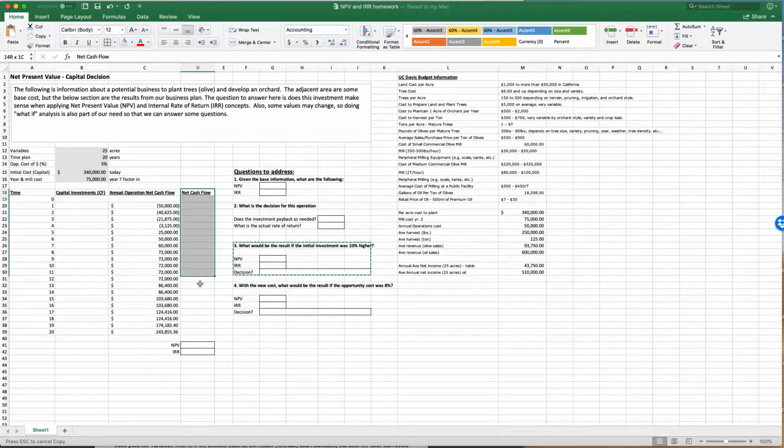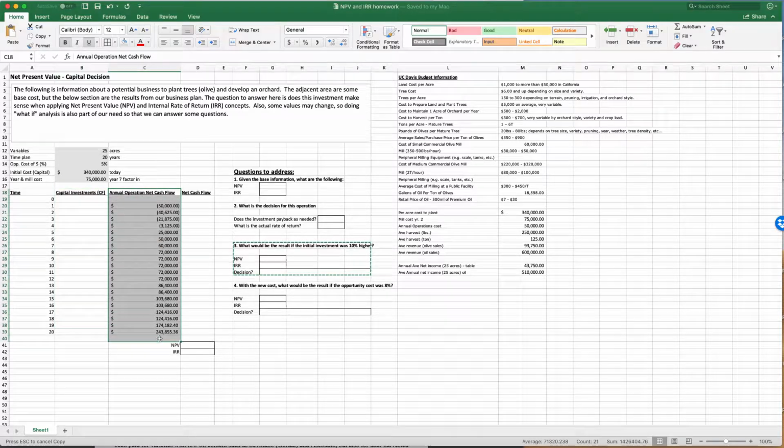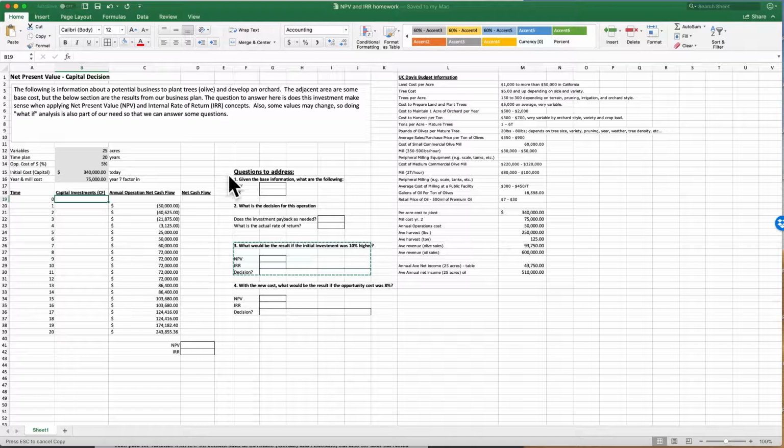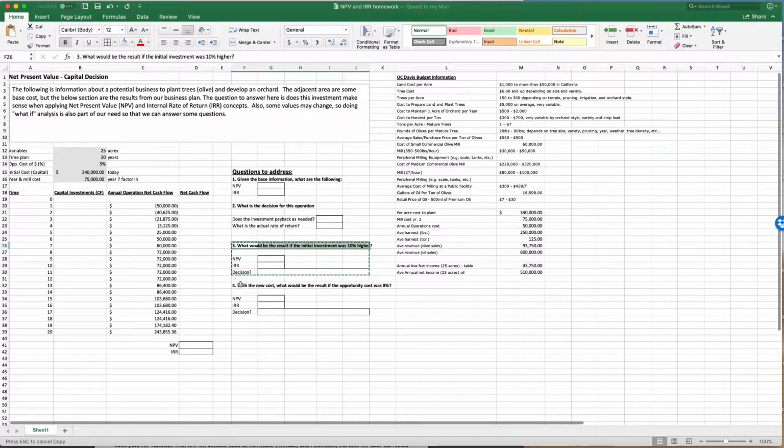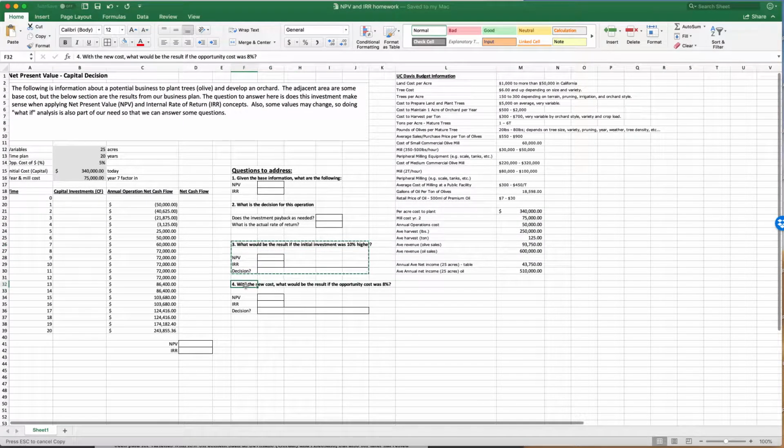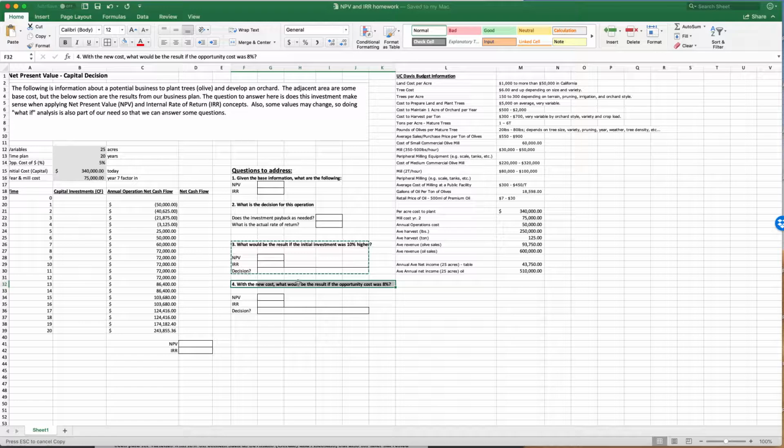Net cash flow is going to be the summary of whatever we had to pay up front, adjusted by this annual flow. So let's start off in our first step. And before I do that, here are the questions to address. What is the NPV and IRR? Is it a good decision or not? And then we're going to change some things, like it costs 10% more to get started in this initial investment, or leaving that cost higher. What if our opportunity cost was 8%?